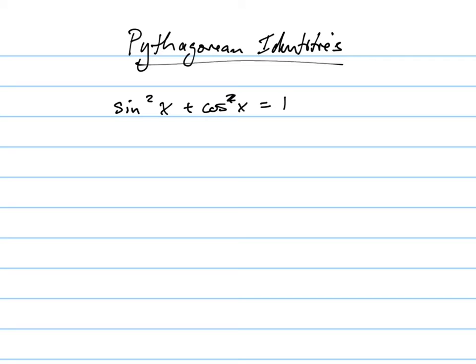If I divide everything by sine squared x, what do I get when I divide sine squared x by sine squared x? You get 1. What do I get when I divide cosine squared x by sine squared x? That's cosine over sine, which is cotangent squared. And what's 1 divided by sine squared x? It's cosecant squared x. There's one of your properties. That property just comes directly from dividing.